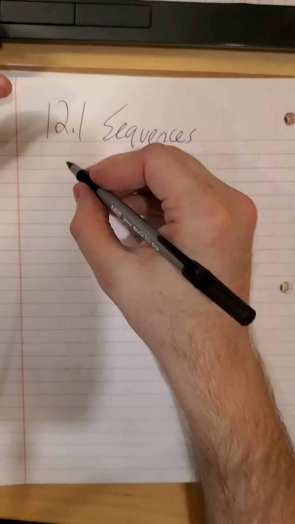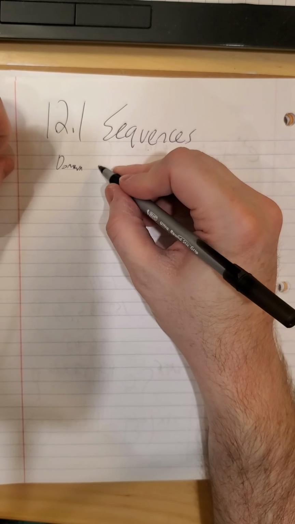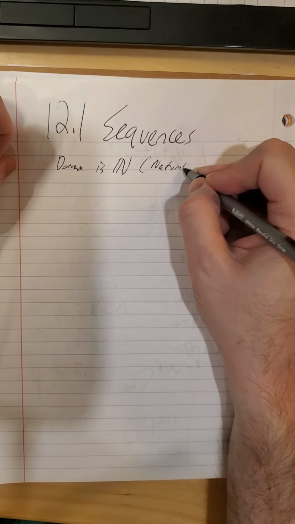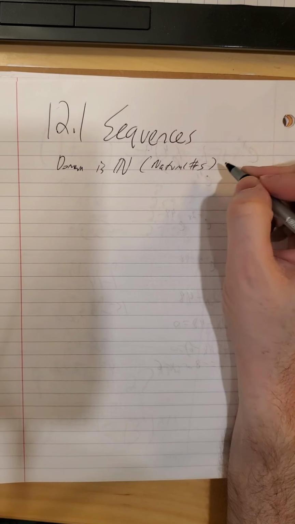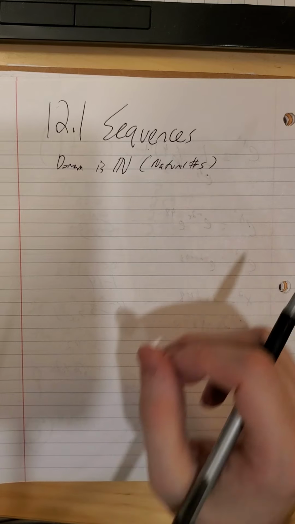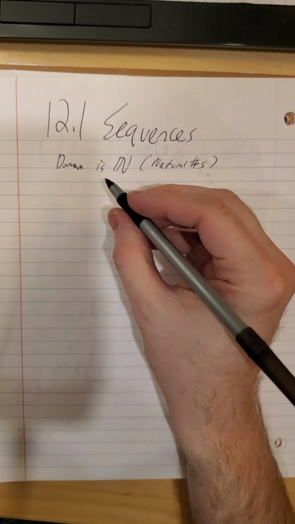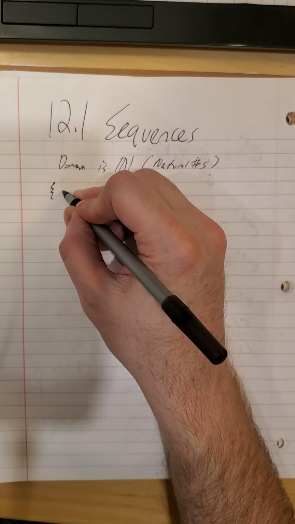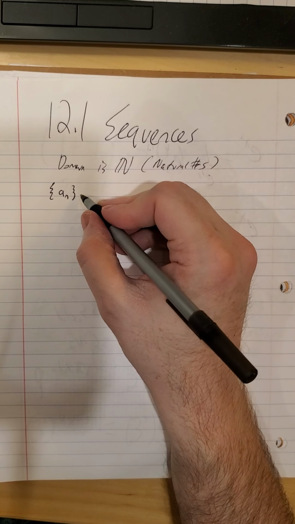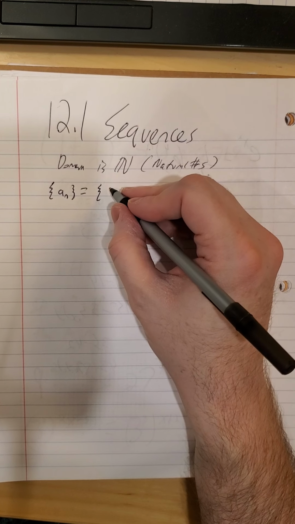So for sequences, generally our domain will be assumed to be N, natural numbers. I think it's common for authors to call them the positive integers, but that's exactly what natural numbers are. So a little bit of the notation. Usually we would use some set notation here. So set of all a sub n, and then we describe how to create members of the set.